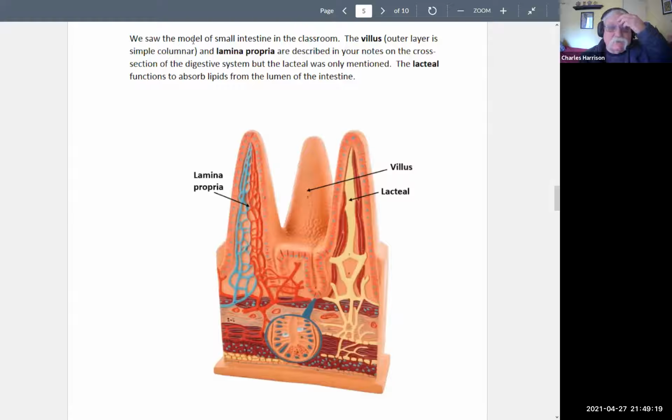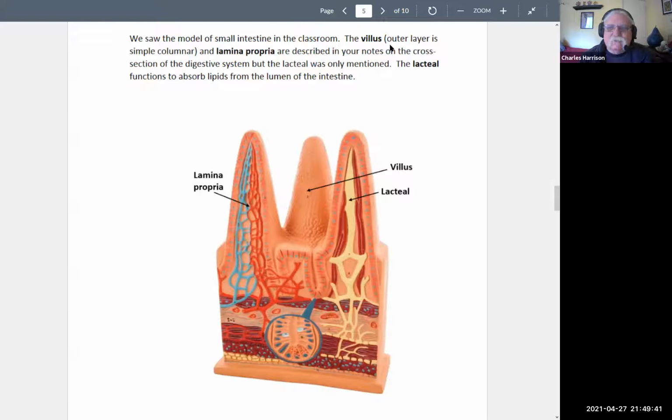Now, as we saw the model of the small intestine in the classroom, this was written in that first semester when we were back in the classroom and then had to leave. So this got caught right in the middle. It's a meaningless sentence.